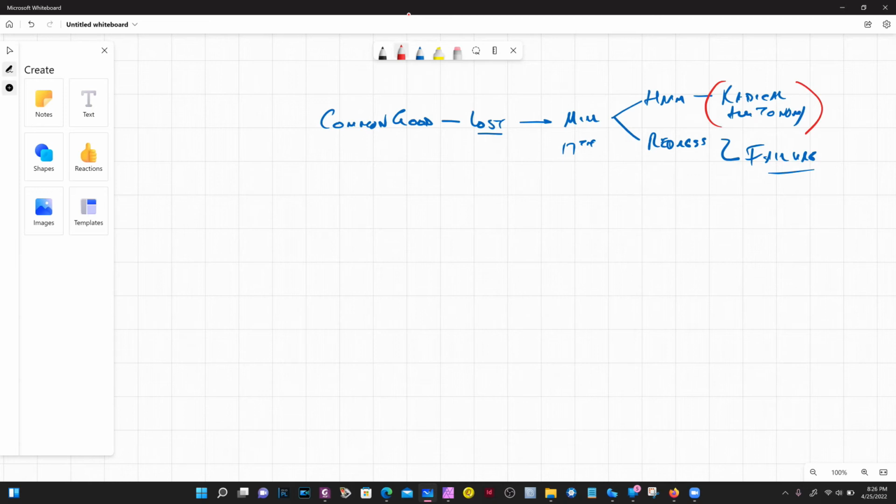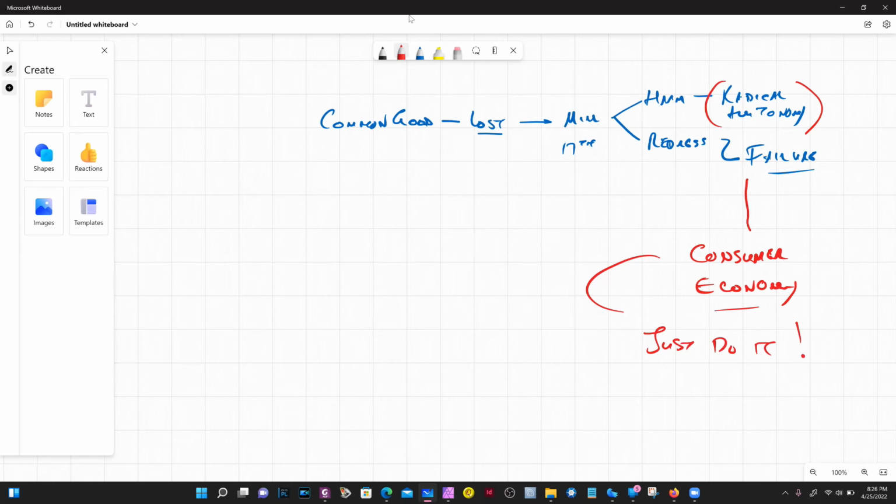And it's further being fueled, you'll recall from one of our discussions, by a consumer-based economy. Just do it. Don't think about the impact. Don't think about whether you should or shouldn't. Just do it. So not only does business not invest in the common good, it promotes actions which further destroy the common good and leave us empty. Questions, thoughts?